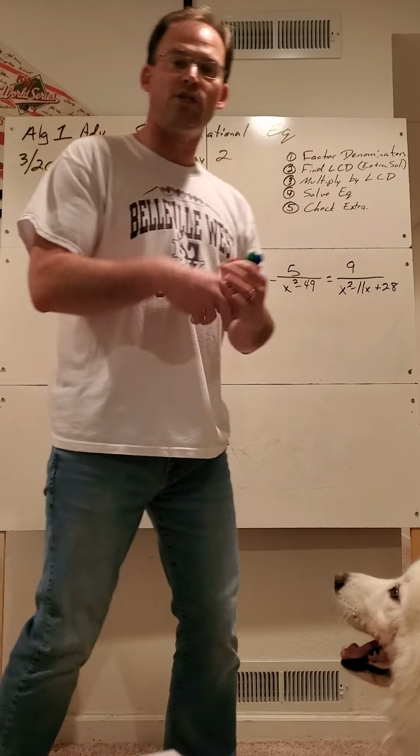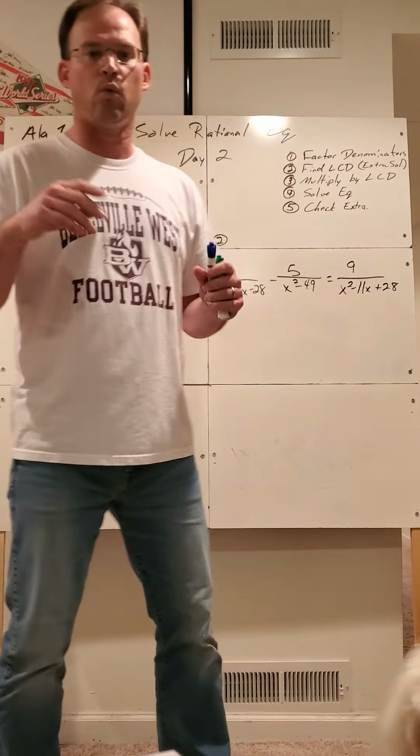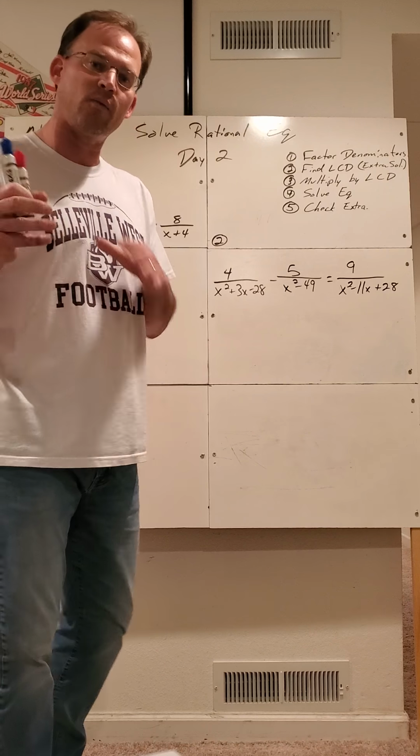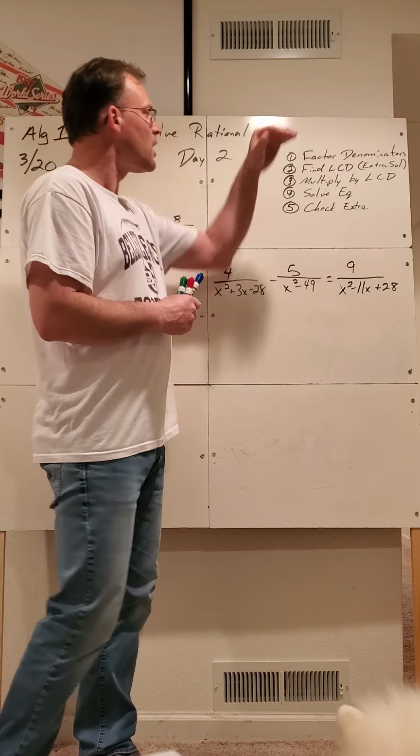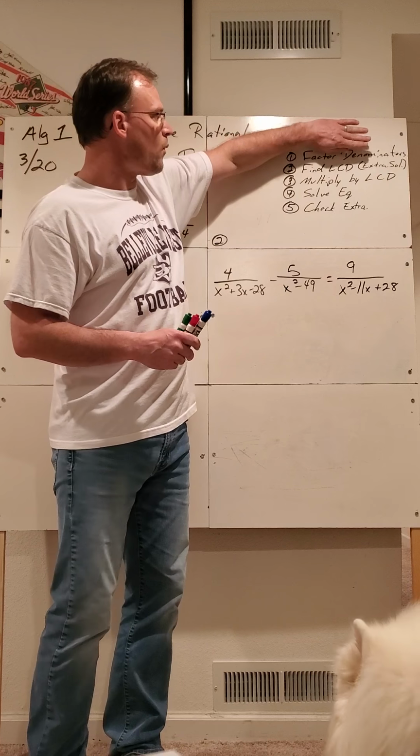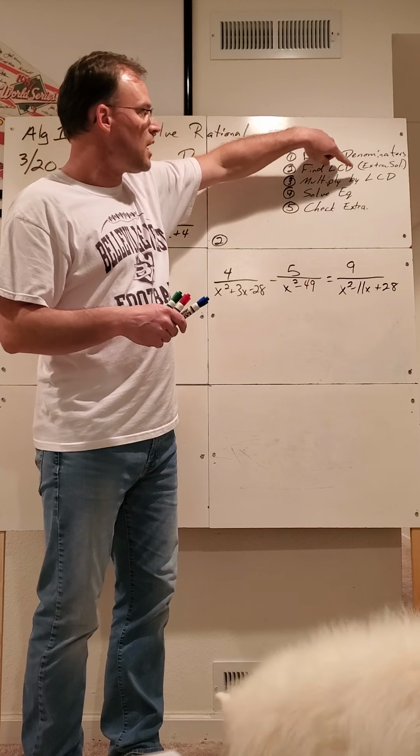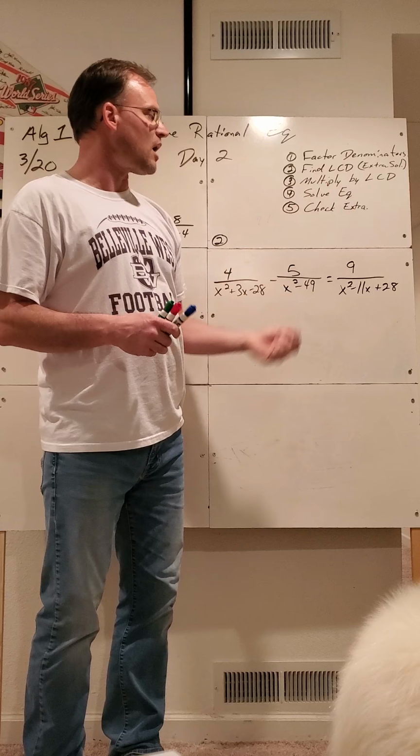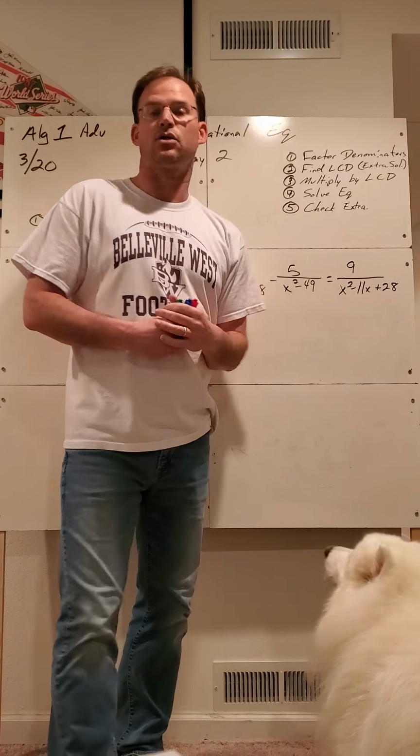Solving rational equations, day 2. We're going to hit the same thing we did yesterday, and add a little bit more flavor to it. Take a look here. This is what we did yesterday. We find the LCD, multiply by the LCD, solve the equation that's remaining, check the extraneous solutions.